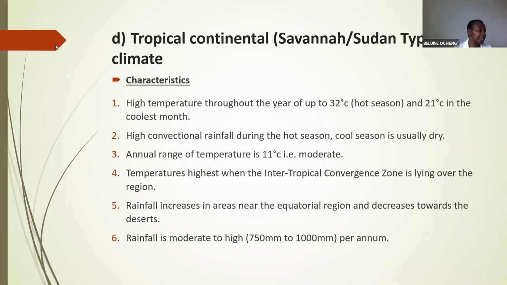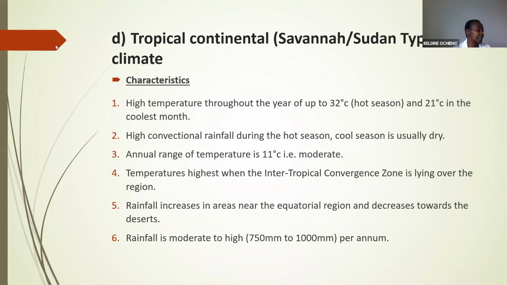Annual range of temperature is 11, that is moderate. Temperature is highest when the intertropical convergence zone is lying over the region. You know what that means? When the ITCZ is lying over the region, then temperatures are very high.